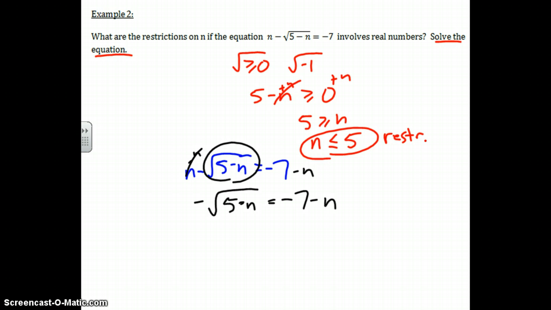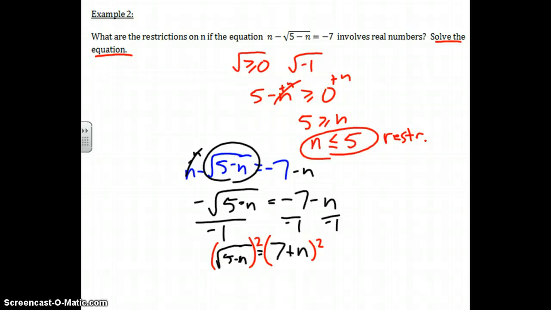That's a little bit ugly with all the negatives, so we can divide everything by negative 1. As long as we do it to both sides of the equal sign and to everything, we're allowed to do it. To get 5 minus n equals 7 plus n. Now we want to get rid of that radical sign, so we square both sides. The first step in solving a radical equation is to get the radical by itself. The second step is to square both sides.